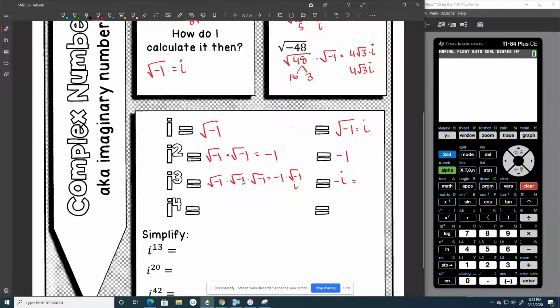And i is just square root of negative 1, which we'll just keep calling i. So let's put this here as well, the square root of negative 1. And then i to the fourth is root negative 1 times root negative 1 times root negative 1 times root negative 1, which is just two of these. It's just negative 1 times negative 1, and I get positive 1. So i to the fourth is positive 1.